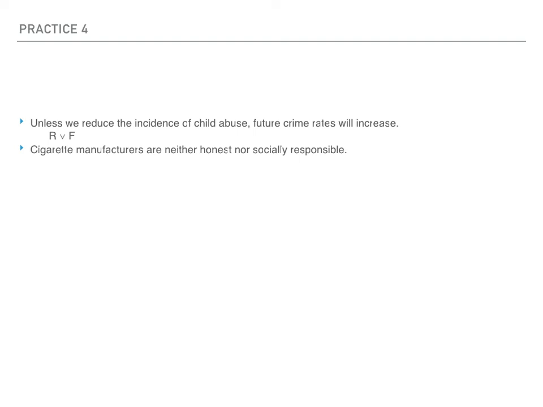So what about this? Cigarette manufacturers are neither honest nor socially responsible. Well, this is very similar to ones we've been looking at. The difference is that the neither nor there is placed after the copula, after the word are. So cigarette manufacturers are neither honest nor socially responsible. It's kind of backwards to the way that we've been seeing a lot of these examples already given.